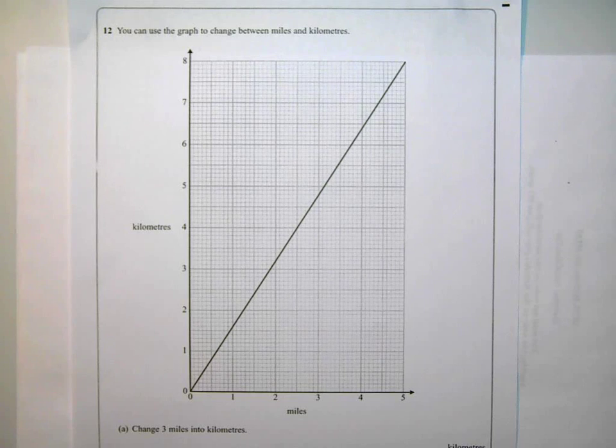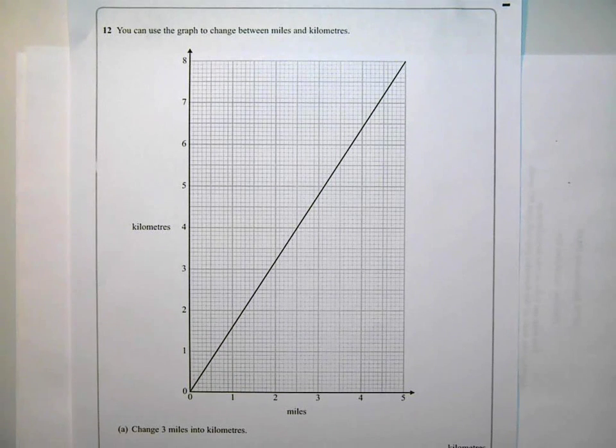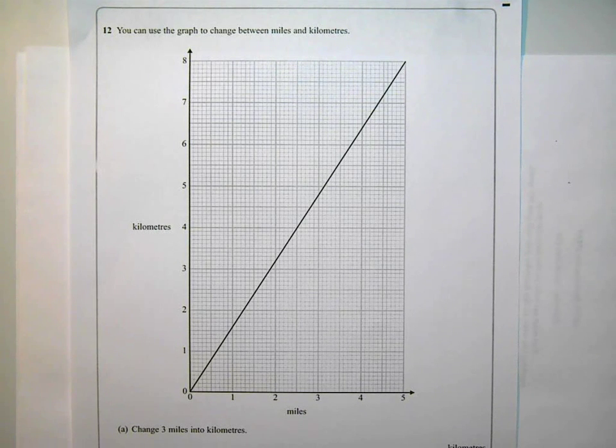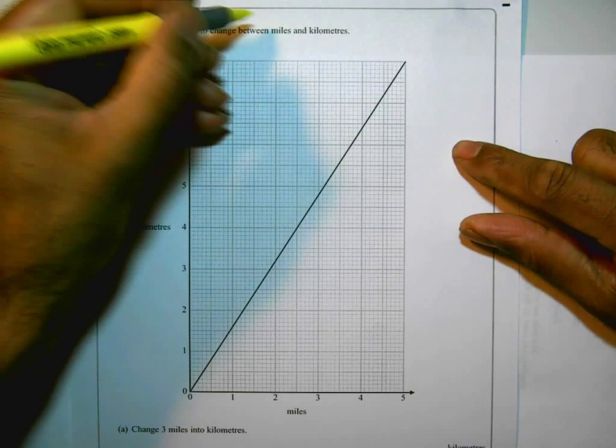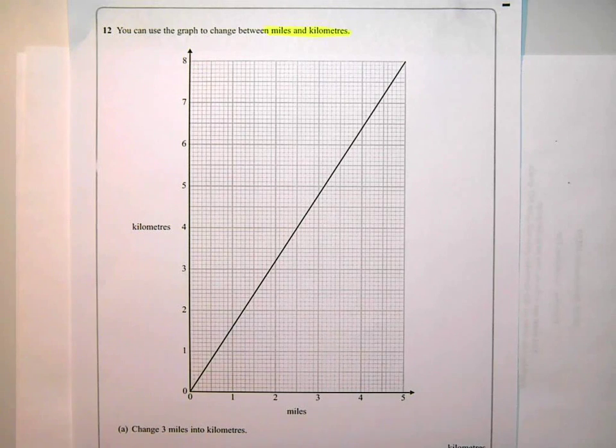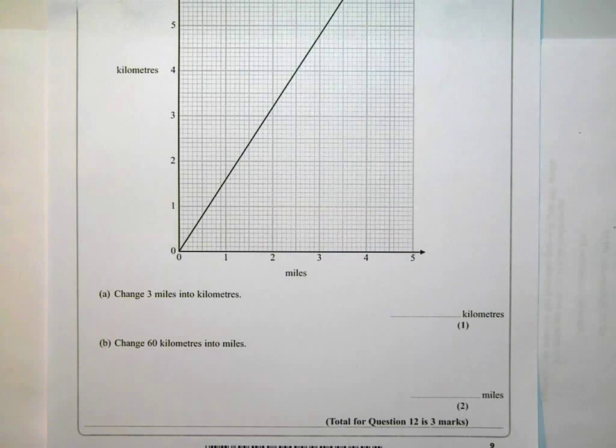If I just zoom out a little bit, you can see that down here you've got miles, and on the side here you've got kilometers. So this graph could be used to change between miles and kilometers. And the question just has two parts.